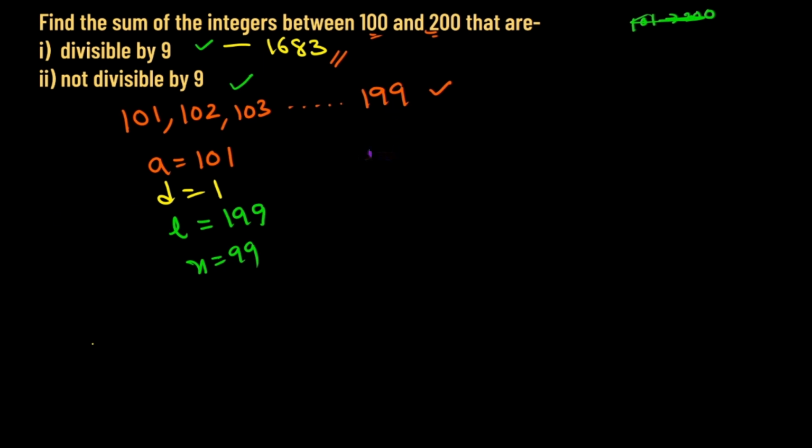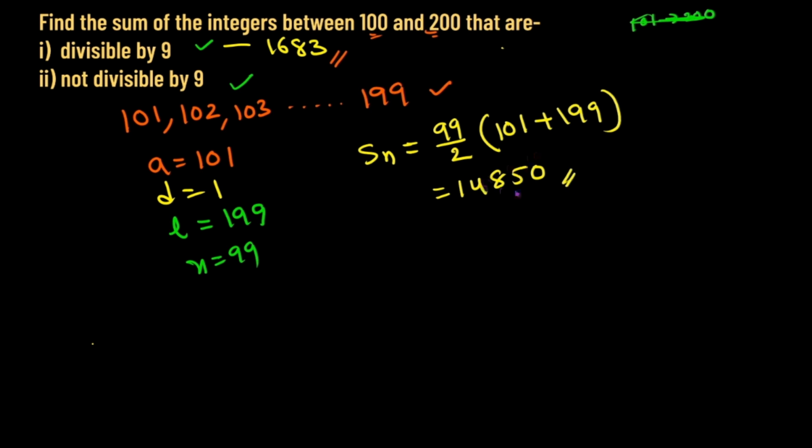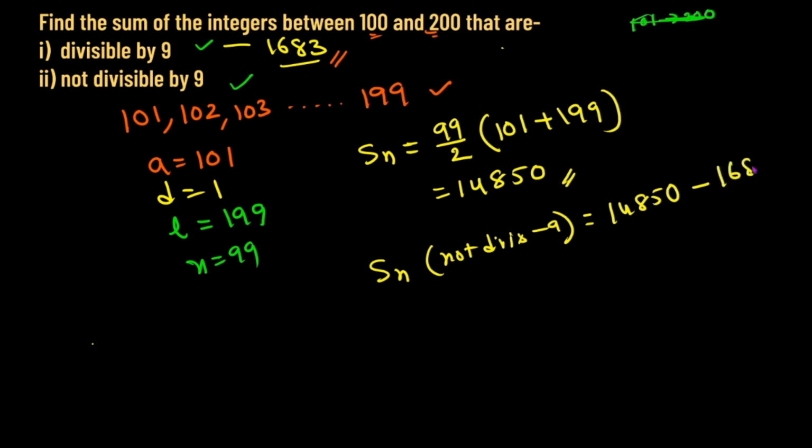Now how will you find the sum of these terms? We will use n by 2, right? n by 2 is 99 by 2, first term is 101 plus last term 199. If you simplify this, you will get 14850. Now what do we need to find? The sum of the terms which are not divisible by 9. Not divisible by 9 means what do we have to do? The total sum from 101 to 199 is 14850 minus the ones divisible by 9, that is 1683 we need to subtract. Then what do we get here? 13167 we will get. I think you are clear in the problem.